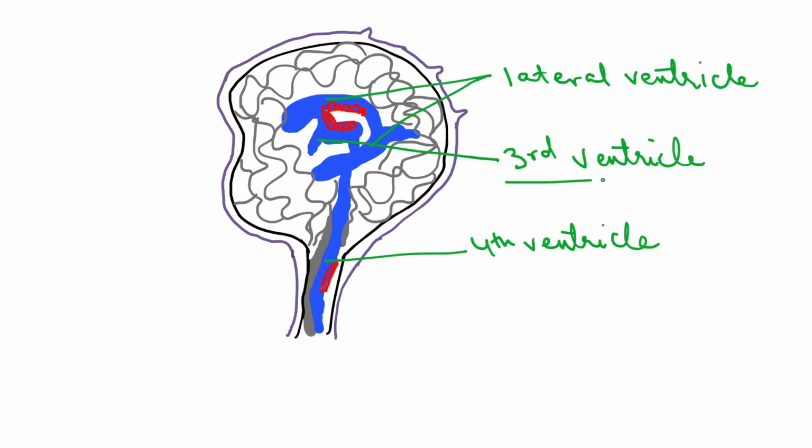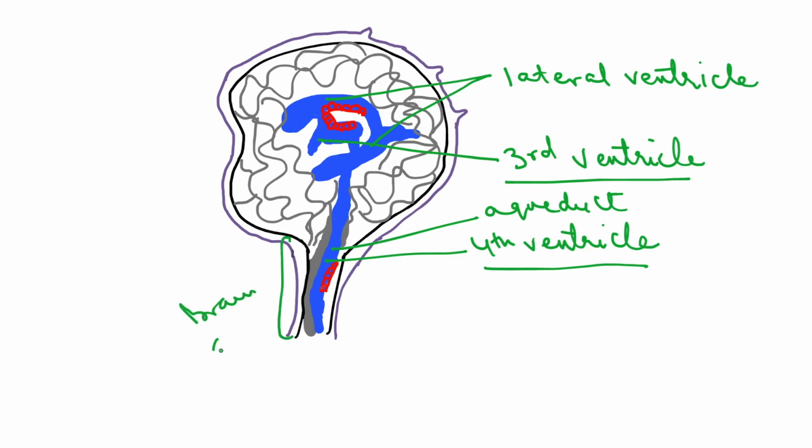So this third ventricle and fourth ventricle are connected via a narrow passageway called the aqueduct. There is a disease called hydrocephalus. The most common cause of hydrocephalus is the obstruction in the flow of CSF in this aqueduct. The lowermost portion of the brain is the brainstem. So you can see that the aqueduct lies within the substance of the brainstem.